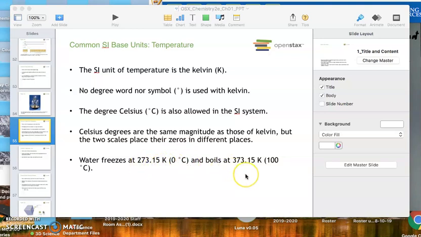It boils at 373.15 Kelvin or 100 degrees Celsius. And so we're used to seeing temperature in Celsius, knowing the boiling point of water and the freezing point of water in Celsius. And converting between Celsius and Kelvin is very simple, and we'll talk about that in just a moment.